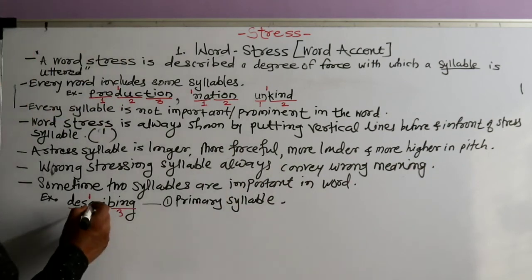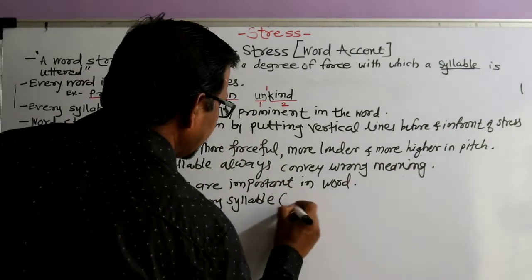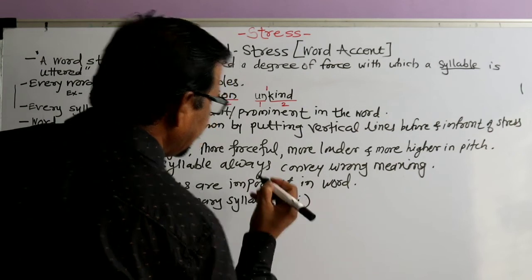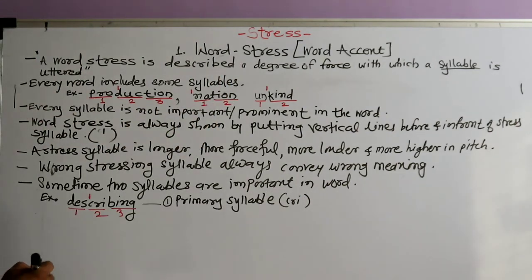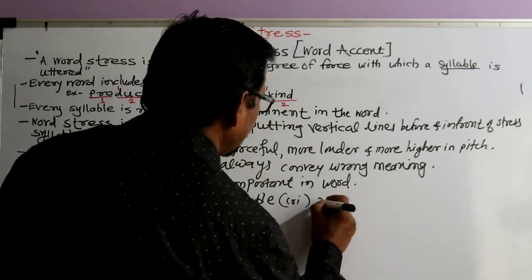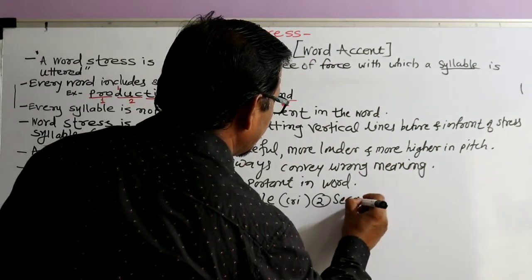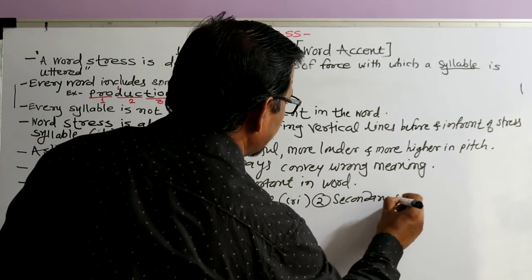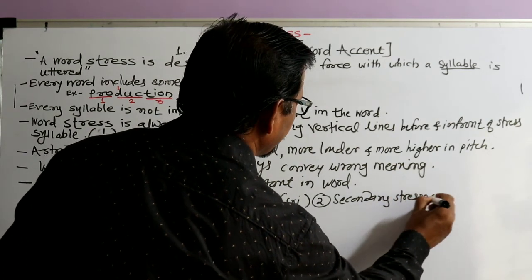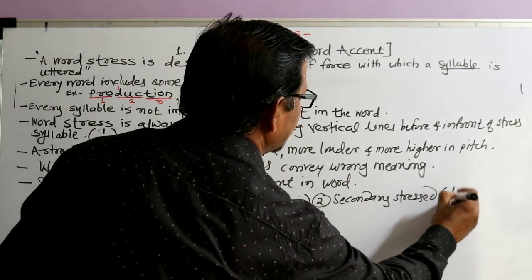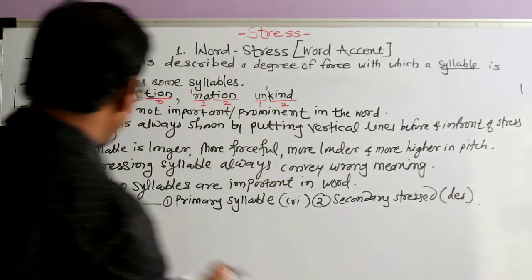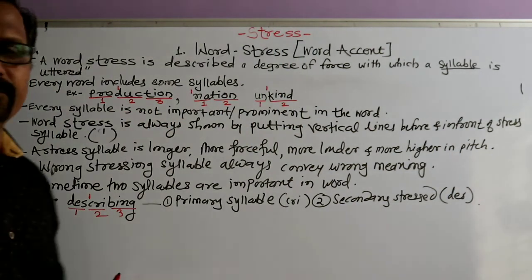Okay, so cry is the primary syllable here. And the second one, dis, is also an important syllable. It is the secondary trace syllable. That is dis. So in this word, two syllables are very important.